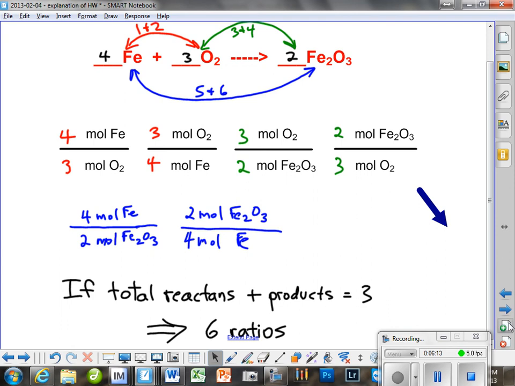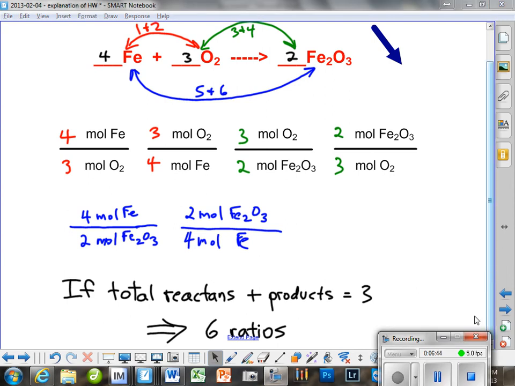So let's go on to the next one, and as we add another product, in other words, we have a total of 4 reactants and products, let's see what happens to the mole ratio. Why don't you stop the video and see if you can figure out what the mole ratio will be if, instead of having just the 3 that we have here, 1, 2, 3, we had one more here, for a total of 4.